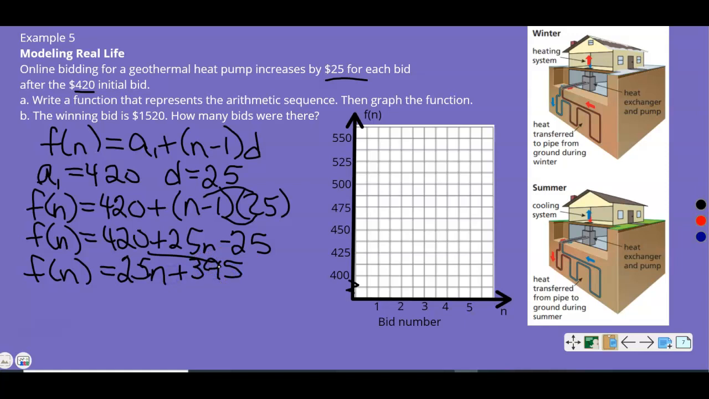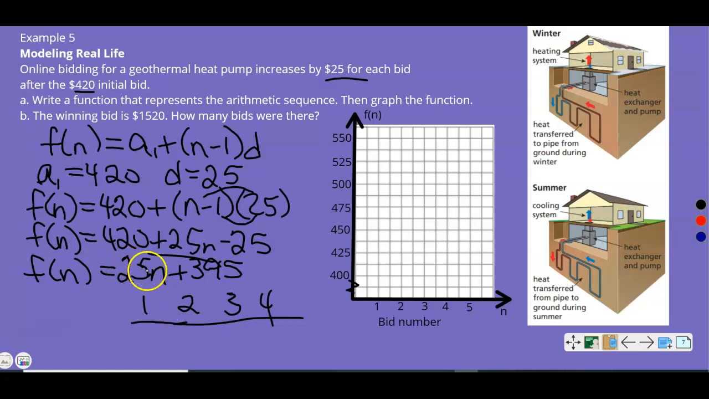Now you can see that we have written a function: f of n equals 25n plus 395. It says then graph the function. We can do that by choosing certain terms. We can say term 1, term 2, 3, 4. I'm going to make a table, just making it sideways since I don't have a lot of room left here. Let's look at our first 4 terms.